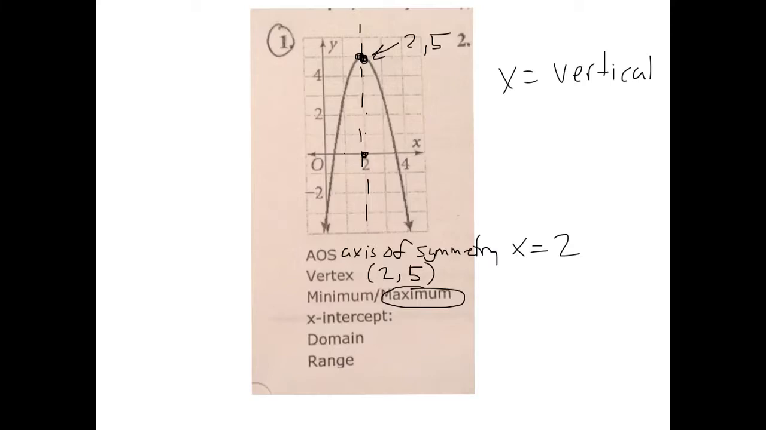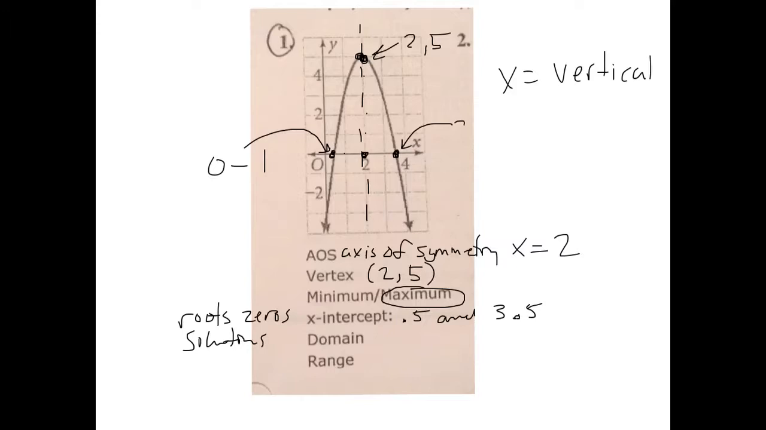X-intercepts are also known as roots, zeros, and solutions. Those words are all synonymous with each other. So the x-intercepts for this one are kind of tough to see. Right here, we could estimate that at about 0.5 and 3.5 right there. Sometimes they ask us to give the values which those are in between, and so this crosses between 0 and 1 right here, and this crosses between 3 and 4. So sometimes they ask us questions like that.